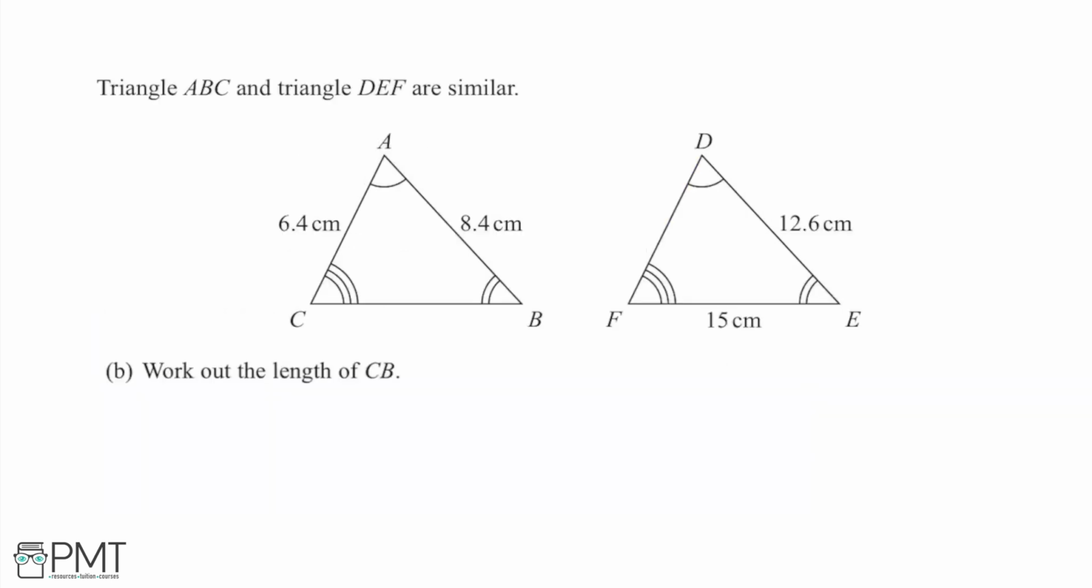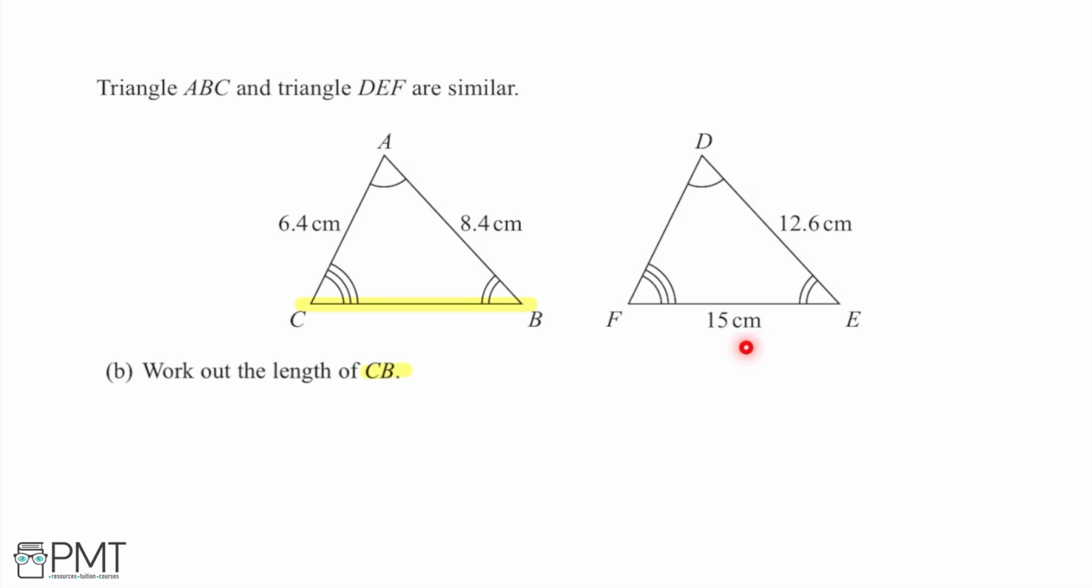Now for the second part of this question, we're asked to work out the length of CB, which is this length of the first shape this time. Last time, we used our scale factor of 1.5 and multiplied it by the length on the first shape to get the length on the second shape. This time we're going to need to work with it slightly differently. Instead of multiplying by the scale factor, because we're going from the second shape, this length of 15 between these two angles, to this length here between the same two angles, we need to divide by the scale factor of 1.5 this time.